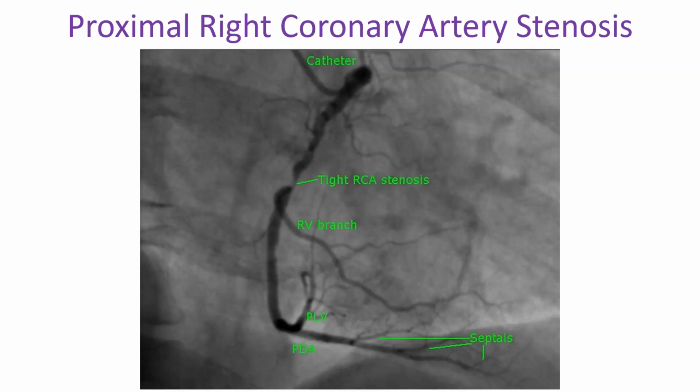Right anterior oblique view shows the proximal part of the right coronary artery in an almost vertical line. RAO view is identified with the spine seen on the right side marked by yellow arrows. Several septal branches arising from the PDA can be seen well in this view. In fact, the identification of PDA in a coronary angiogram is by the septal branches which arise from it.